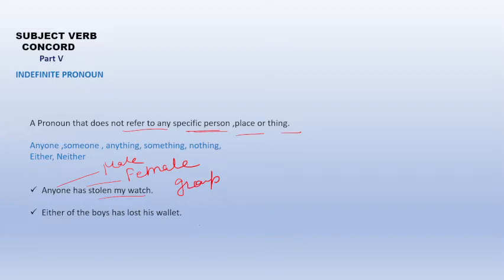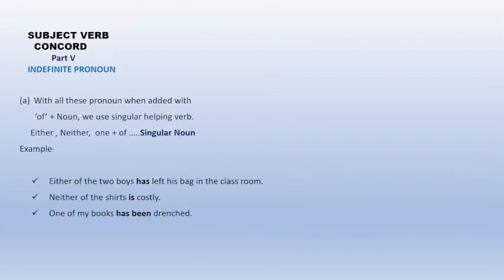Such kinds of words, or indefinite pronouns, include anyone, someone, anything, something, nothing, either or neither. Now, rule number 1. With all these pronouns, when added with of plus noun, we use a singular helping verb. That means when we have neither of, or one of.